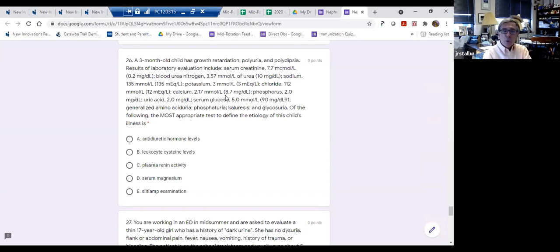They really want to know what is the number 1 cause of a congenital, and at 3 months, you'd have to put that adjective in there, congenital Fanconi's, and you've heard me say it 1,000 times, cystinosis. So you're going to do a leukocyte cystine level, which would be abnormal. Correct?